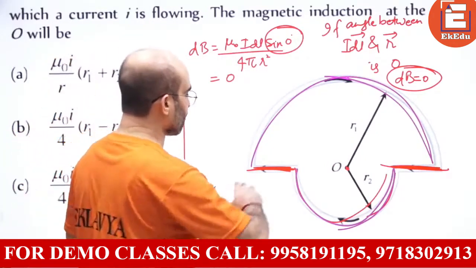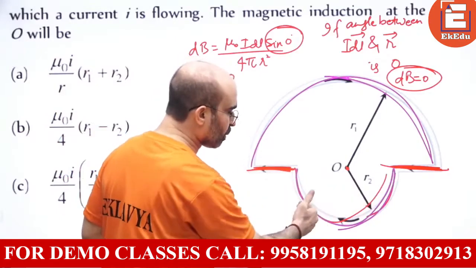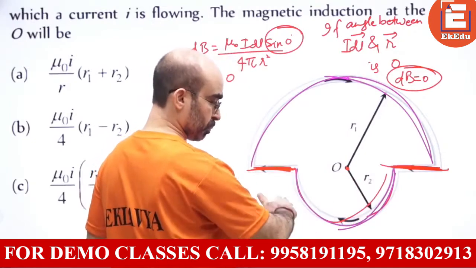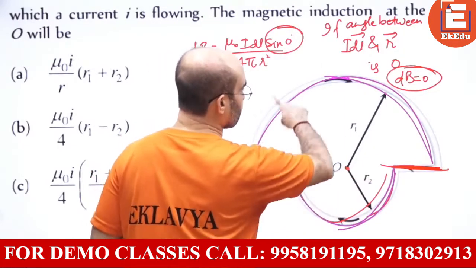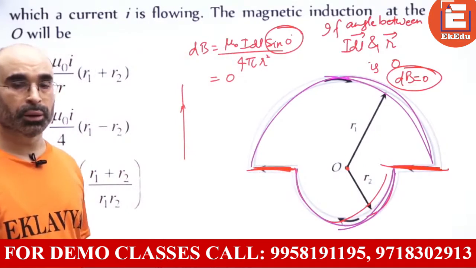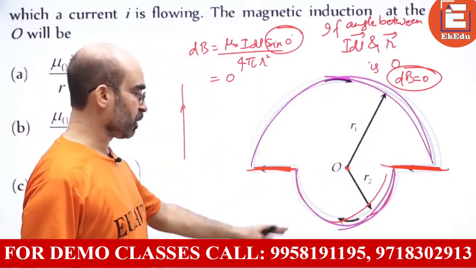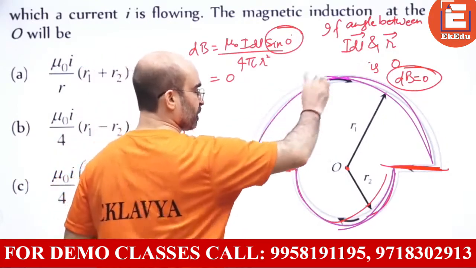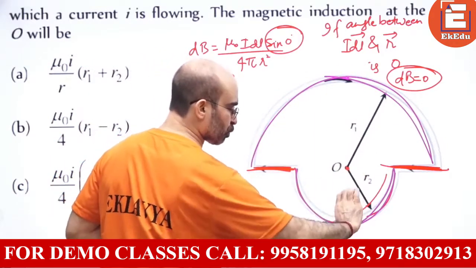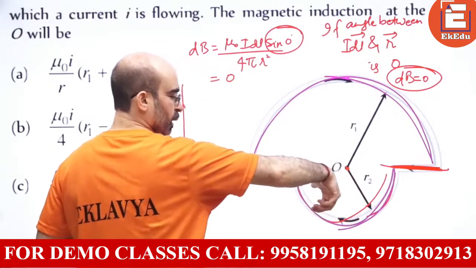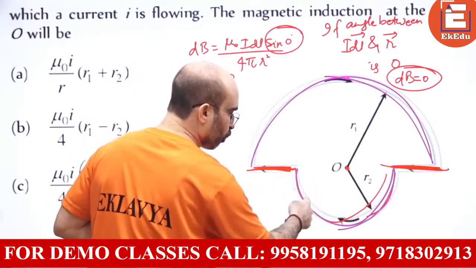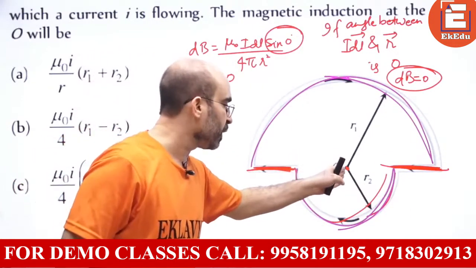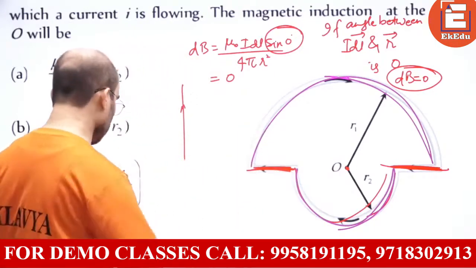So let us talk about the magnetic field. This is clockwise, and this is clockwise. This is clockwise, this is also clockwise. So if you consider this, due to this one, into the page, due to this one also, into the page. So for both the semicircular segments of the wire, the magnetic field here would be into the page. So, let us do this.